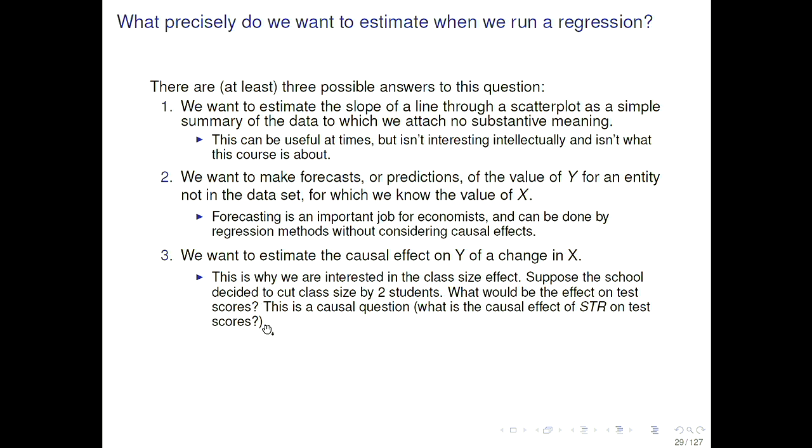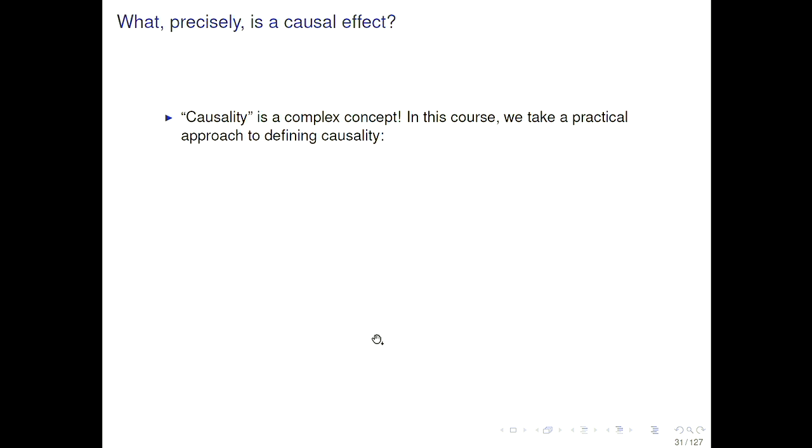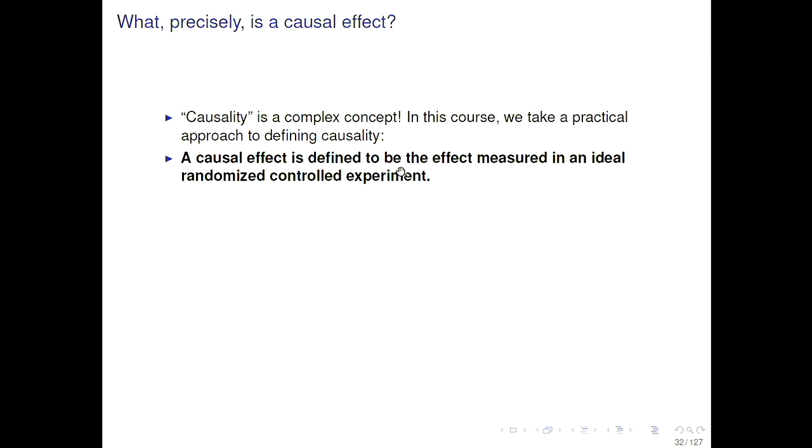Example of policy effect is this. Suppose some district choose to cut the class size by 2 students, then what is the effect of this policy on the student, on the test score? We want to estimate that kind of causal question. Okay? So then we need to examine the concept of causality. Causality concept itself is quite complicated. So in this course, we want to take a practical approach to defining causality. A causal effect is defined to be the effect measured in an ideal randomized controlled experiment. So instead of giving you a technical definition, let's look at this example of ideal randomized controlled experiment.